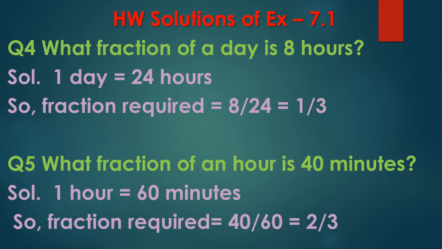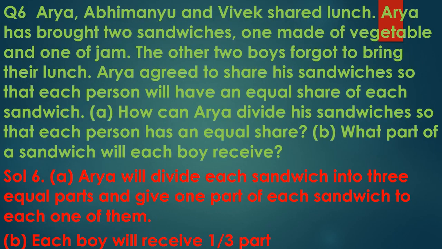What fraction of a day is 8 hours? 1 day equals 24 hours. Out of 24 hours, we have taken out 8 hours. So our required fraction is 8/24. When we convert it into simplest form, we will get 1/3.